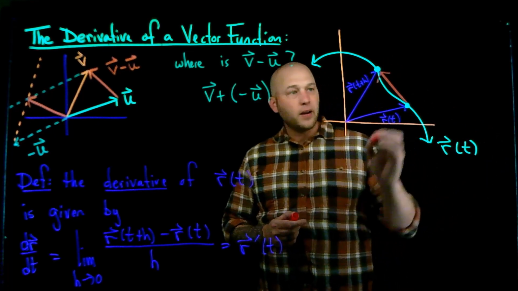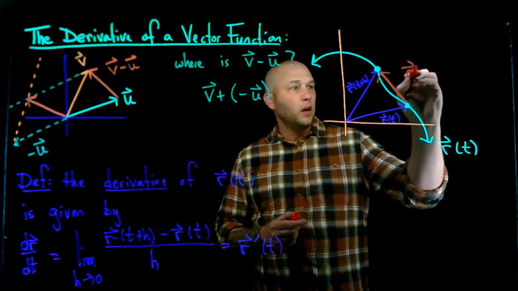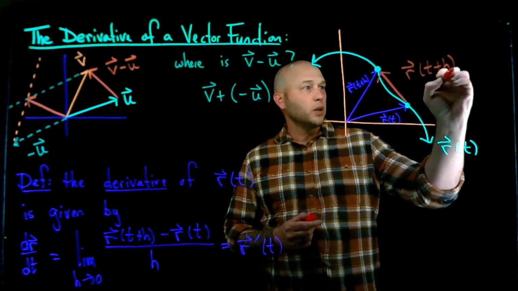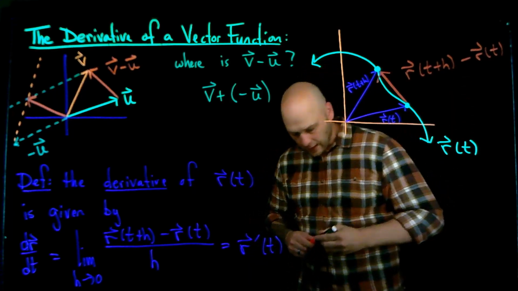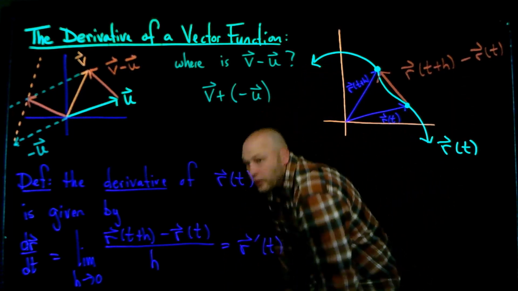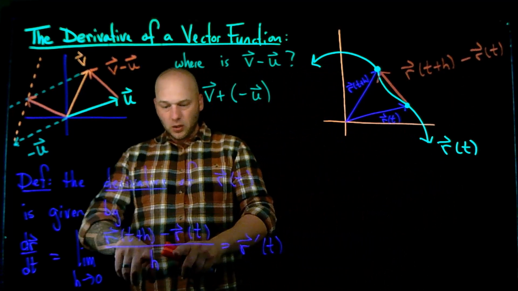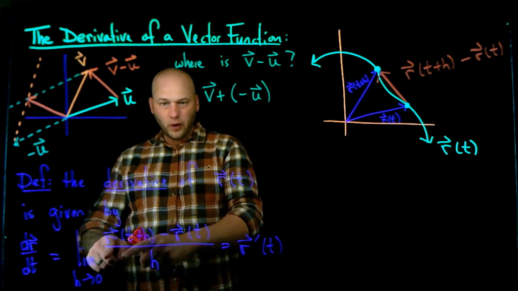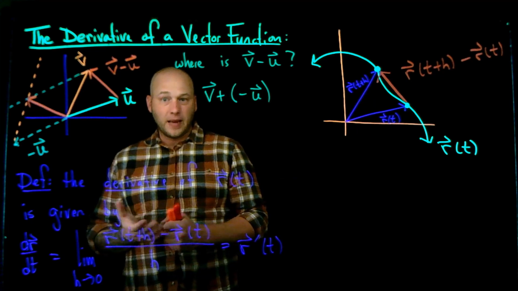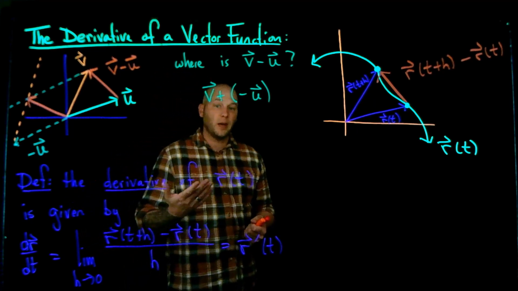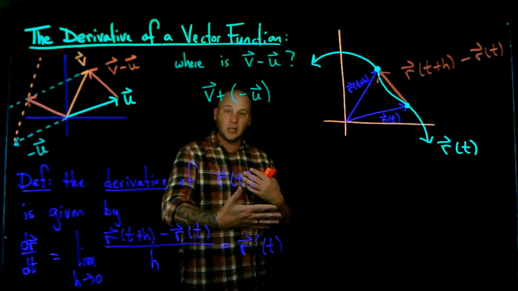That red vector is r of t plus h minus r of t. Okay. Now, dividing this whole thing by h is equivalent to multiplying by 1 over h, which is simply multiplying the difference of these vectors by a constant. And what happens when I multiply a vector by a constant is we change its length.